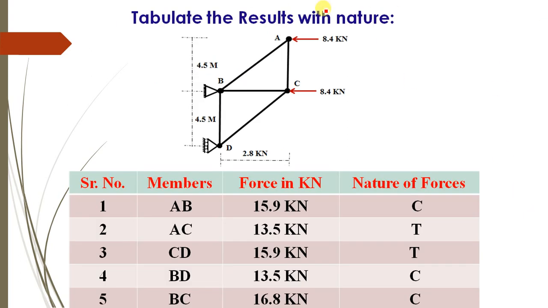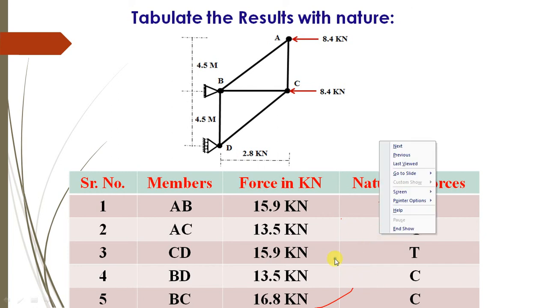So again we have to write down all the answers in tabular form, which are the compression and which are the tension. So AB, minus answer we have got, so it indicates it is compression. F of AC we have got plus 13.5 answer, so it indicates the tension. Similarly F of CD we have got the plus answer, so tension. BD minus, so compression. F of BC is compression.